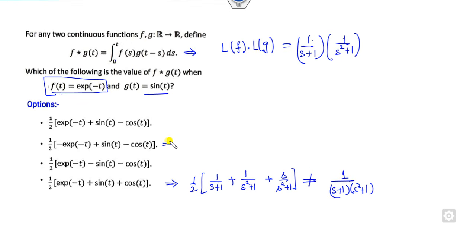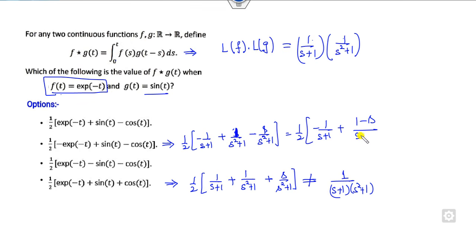So if I take this part, 1 by 2 times minus 1 over s plus 1 plus s over s square plus 1 minus 1 over, and this is s over s square plus 1. What is that? Half times minus 1 over s plus 1. If I take this as LCM, s square plus 1. So if I take the LCM, it will be minus s square minus 1, 1 minus s square. It will not be cancelled out. So this option is also cancelled out.